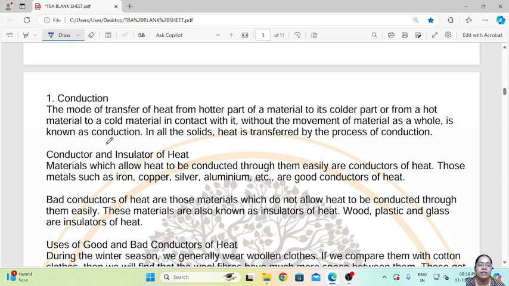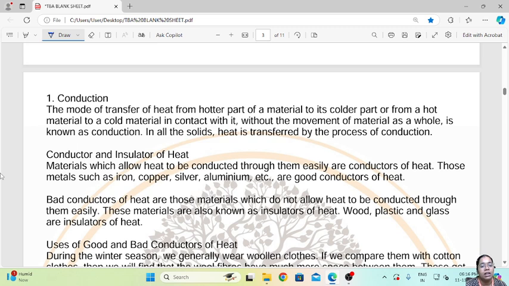So, conductors and insulators of heat. How is the heat transferred? There are certain solid materials which act as conductors of heat, and through those materials only heat gets transferred from the hotter region to the colder region. So let us see what are conductors and what are insulators of heat.